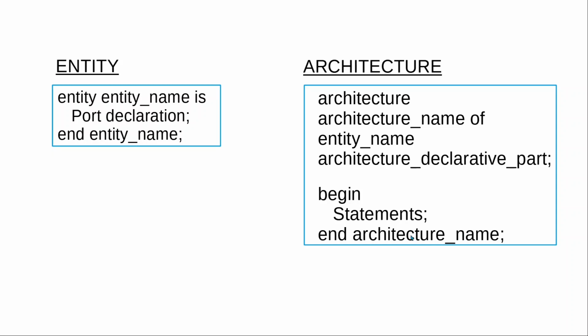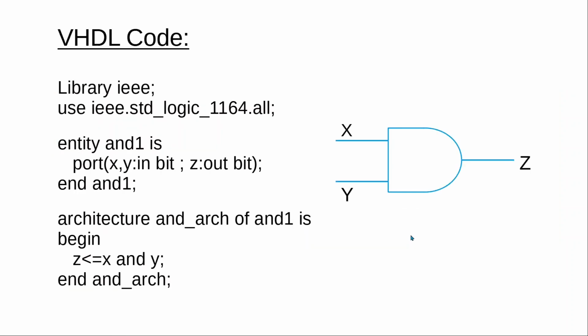So we see an example of this. So here is an example of the VHDL code for an AND gate. The first line, we are importing a library called IEEE. So we write library IEEE. Then we write use IEEE.std_logic_1164.all, which means we are using the standard logic 1164 package of this IEEE, and we are importing all the components inside it.